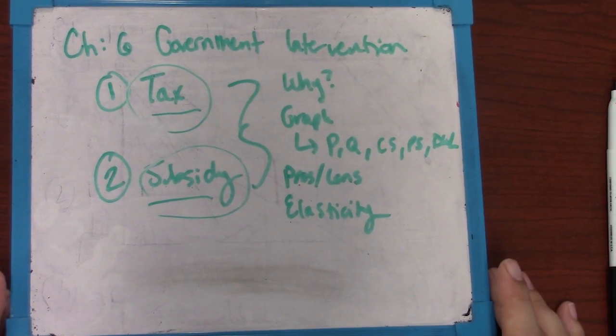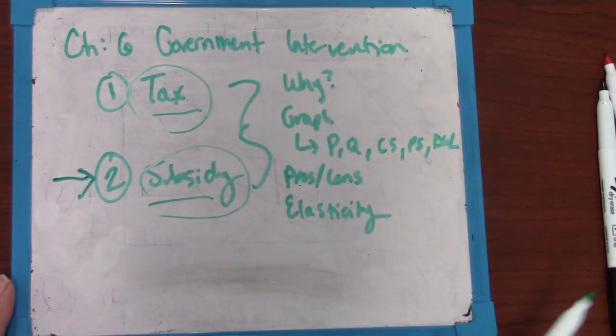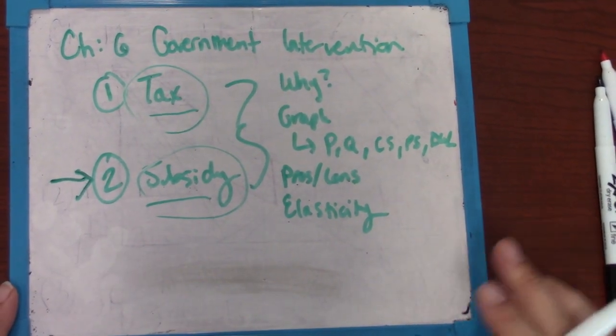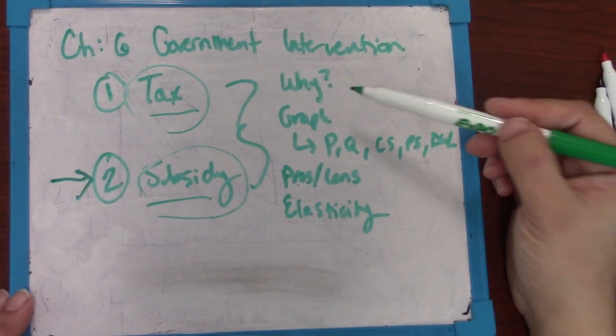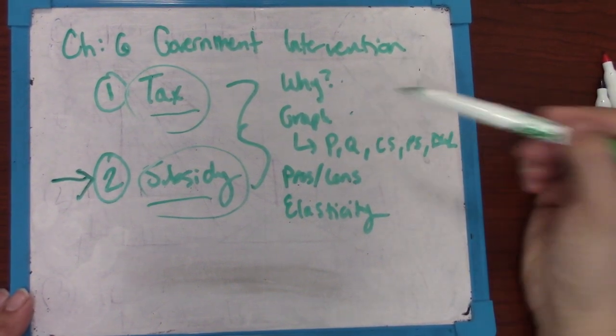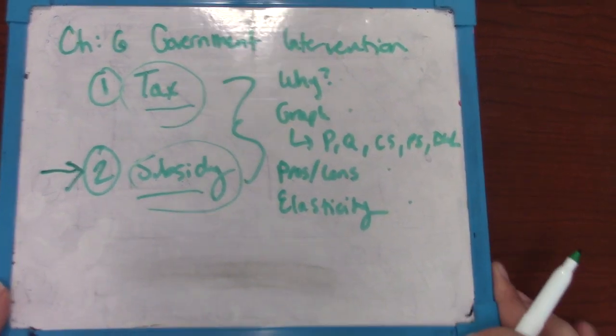Okay, so here is a second video on government intervention, and I will draw for you a subsidy. We'll talk about a subsidy to suppliers instead of consumers, and discuss why this might happen, what the graph looks like, pros and cons, and the role of elasticity.